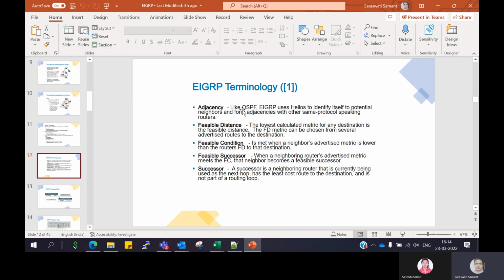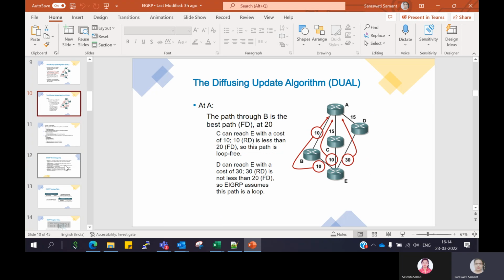So what is adjacency? Unlike OSPF, EIGRP uses hellos to identify itself, to find out the neighbors and form adjacency using the so-called three-way handshake process, exchanging the hellos. What is feasible distance? That is the lowest calculated metric for any destination. The FD metric can be chosen from several advertised routes to the destination. You will be having n number of routes to reach the destination. You need to find the feasible distance, the shortest path to reach the destination.